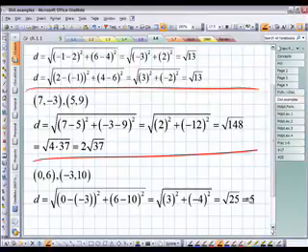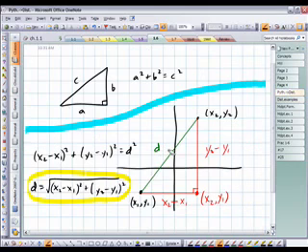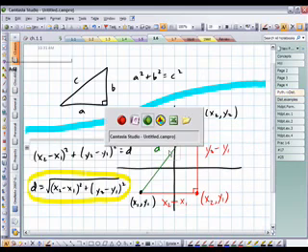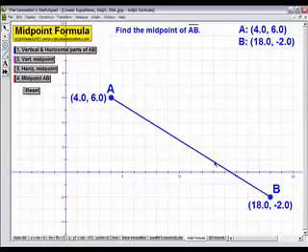Now let's take a look at the midpoint formula. So midpoint, rather than find the distance between 2 points, you want to find the location of the midpoint along the segment joining them. So let's go over to here. So we have this example.